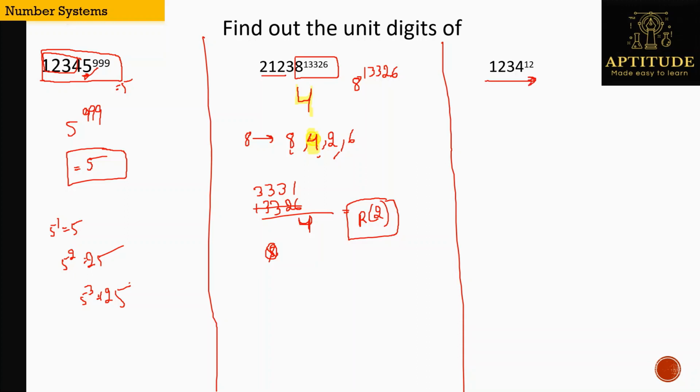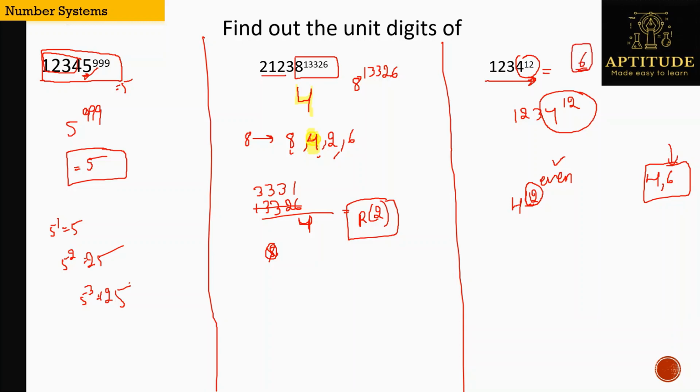And this one, the unit digit of 1234 power 12. So as usual, I'll consider only this value, that is 4 power 12. I know the power cycle of 4 will be either 4 or 6. And what is the power here? 12. 12 is an even number, right? So whenever I have an even power of 4, simply consider the second number, that is 6, as the unit digit. That's it. So see this, if you know the concept of power cycle, within a fraction of seconds you can find out the unit digit of a value.